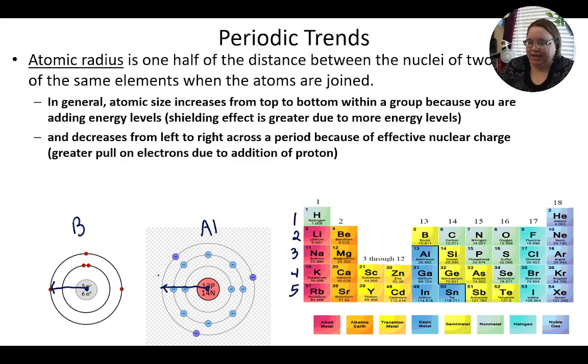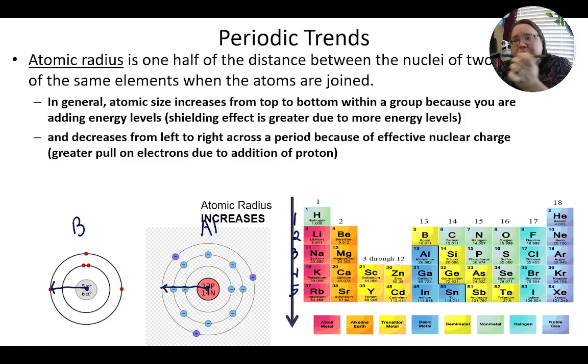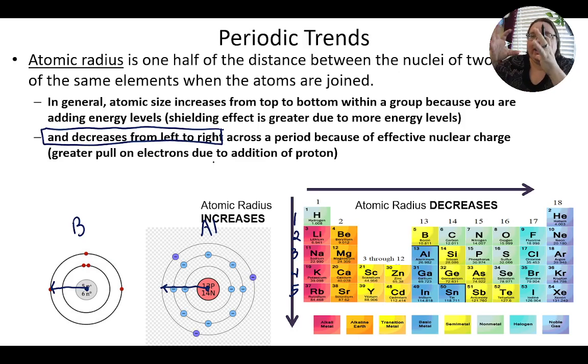So my pattern for going down the group kind of makes sense. Now, when we go across the period, it's a little bit counterintuitive. My periodic trend is that the radius decreases from left to right. Our radius of the atom shrinks.